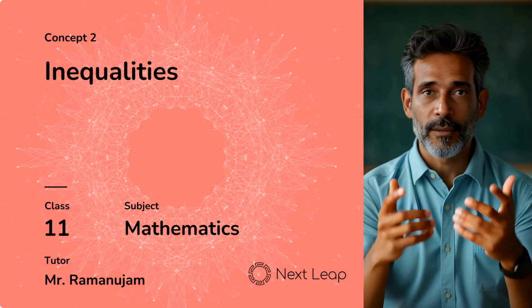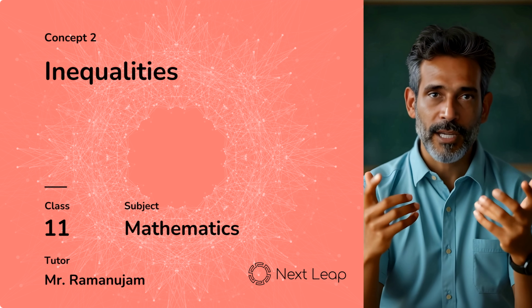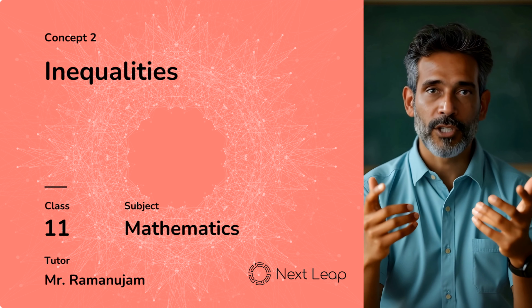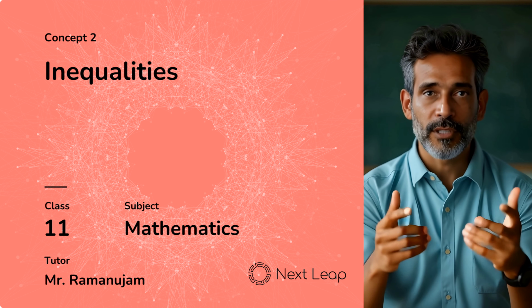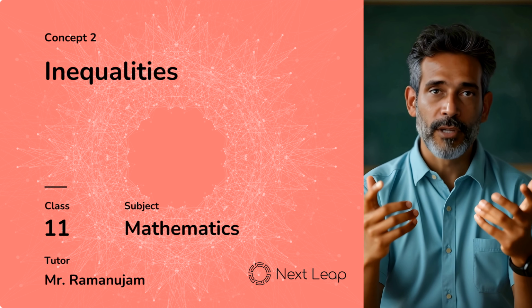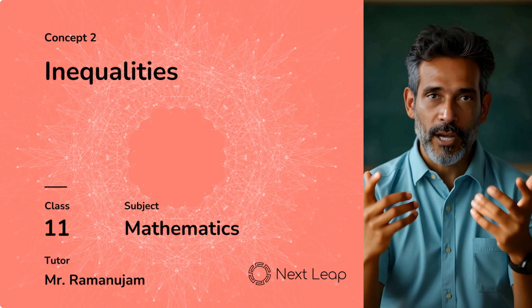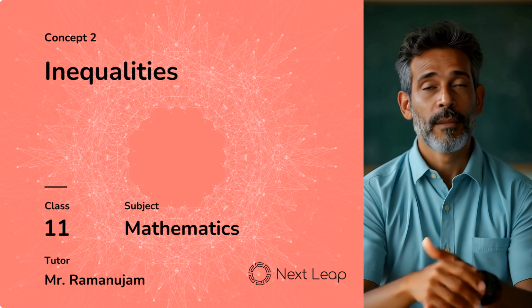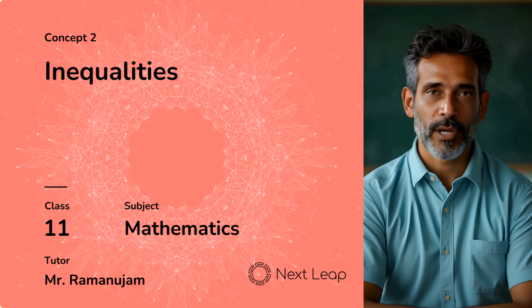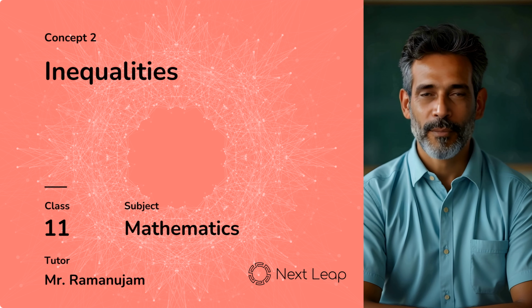Hello everyone. Let's begin with something simple. Imagine your classroom. Suppose the rule is the height of each student must be less than 160 centimeters, or the classroom can hold at most 60 chairs.